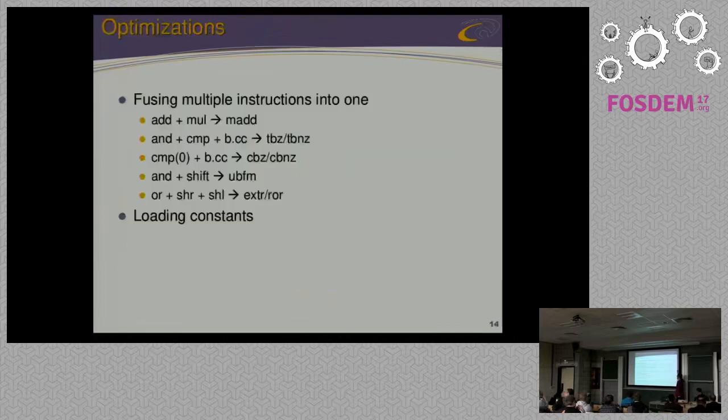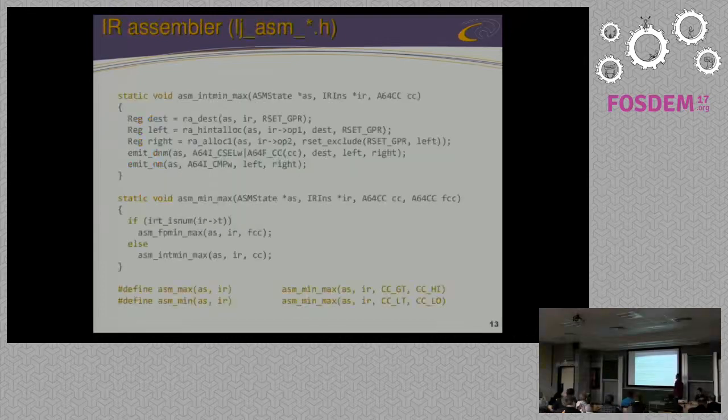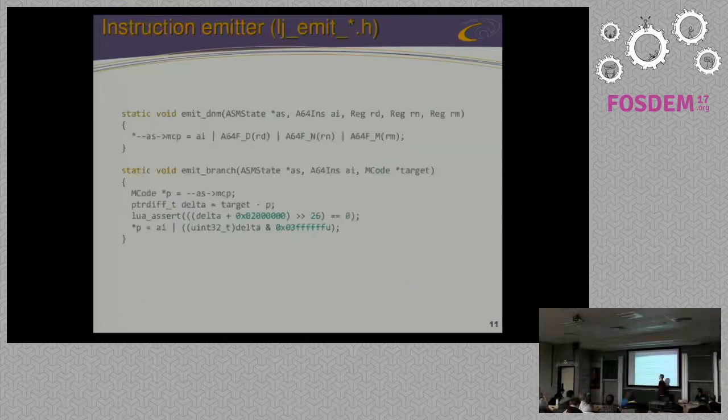So you want to compare values first, and then you want to conditionally select. If left is higher, then you select left if it's a maximum, and if it's a minimum, vice versa. And as you can see here, the conditional select is emitted first and then compare. That's because LuaJIT emits the code backwards. So if you take a look here, you can see that the machine code pointer is decremented. So it's generated backwards. So don't let this confuse you.